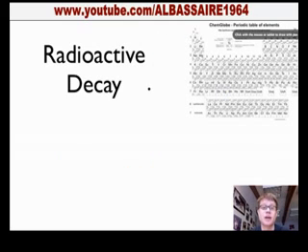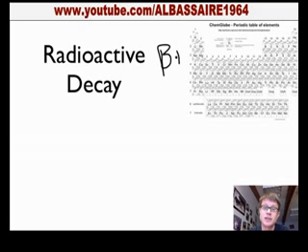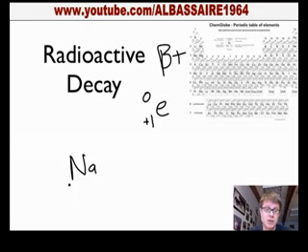Okay, let's do another type of decay. This decay we'll do is beta plus decay. So what do you lose in beta plus decay? You're losing an electron, but this is a positron, so it actually has a +1 charge and a mass of nothing. Something that undergoes beta plus decay would be sodium. Sodium has an atomic number of 11 and a mass number of 22.